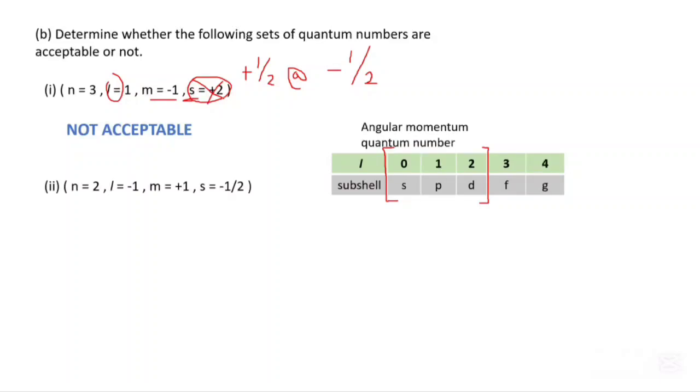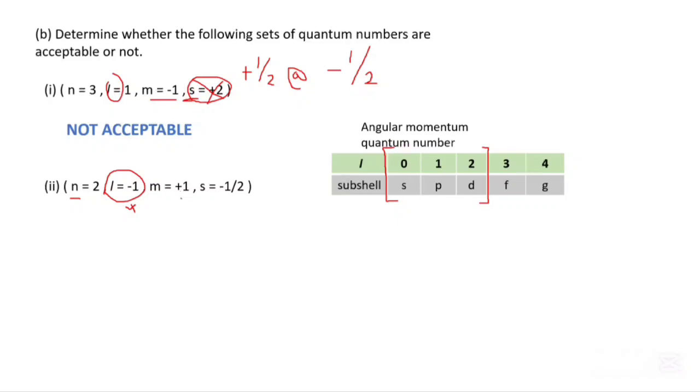Another set, they gave n equals to 2, l equals to negative 1, m equals to plus 1, s equals to negative half. As I said, the possible values for the principal quantum number start from 1 and so on. And for the angular momentum quantum number, the possible values start from 0, 1, 2 and so on. Here we can find that the value given is not acceptable, but it's okay. We see the other values first.